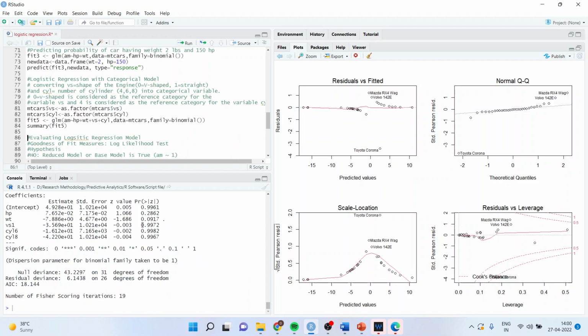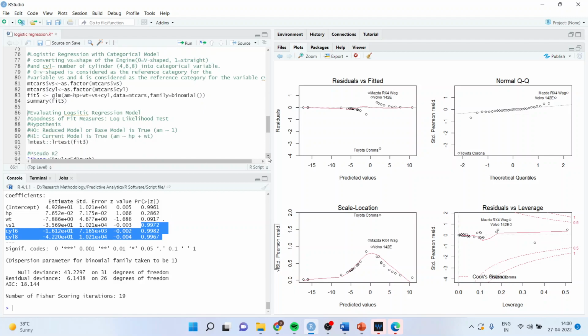You can see vs1. Whatever is coded as 0 becomes the reference category, captured by the constant, and for what is coded as 1, its slope we will consider. Similarly, 4 is now the reference category, captured by the constant. 6 and 8 are captured with the help of estimates. You can see that for vs1, cylinder 6 and cylinder 8, the p-values are more than 0.05, and therefore they are not at all deciding variables for whether the car is manual or automatic.